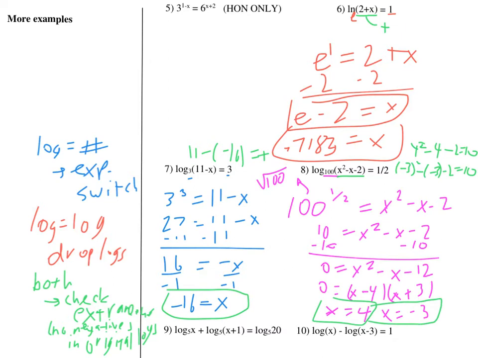A lot of times when you have two solutions like this, one of them will be extraneous. But in this case, it's not. In this case, they are both legitimate. And so they're good to go.